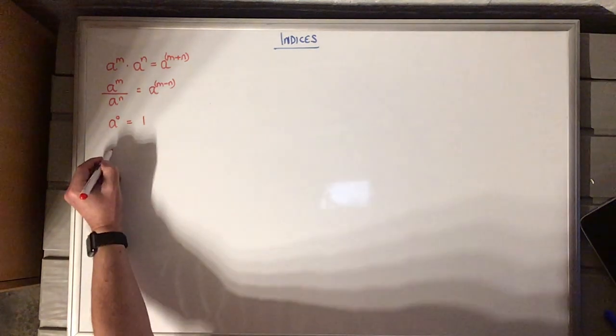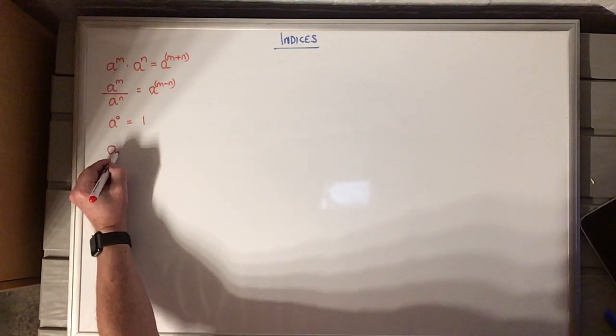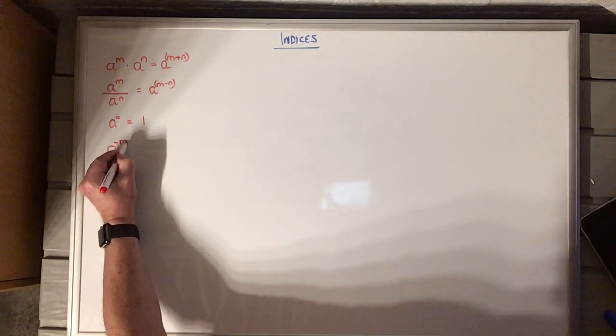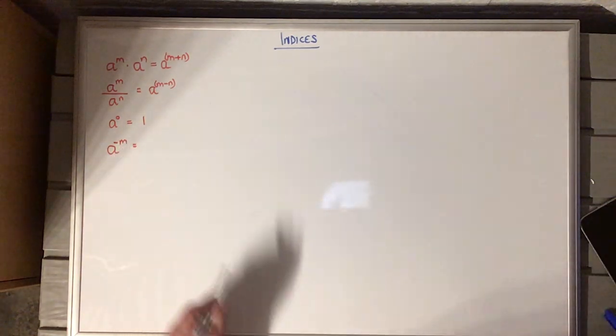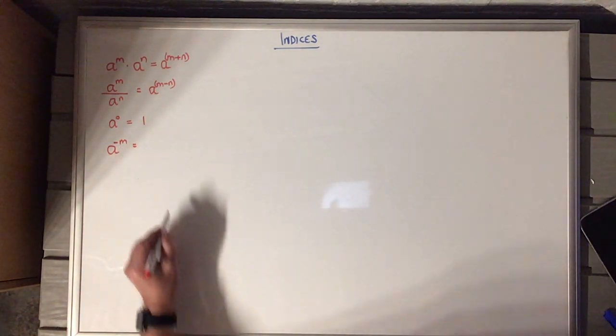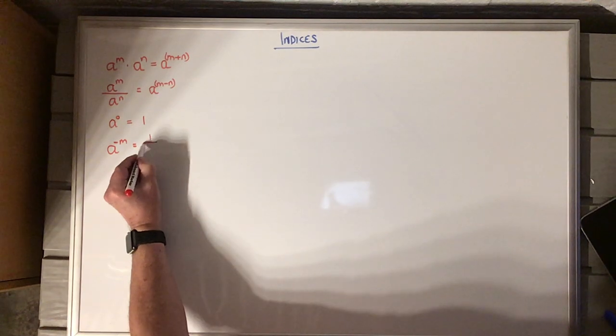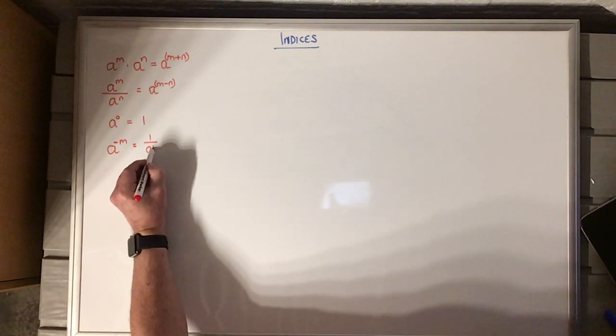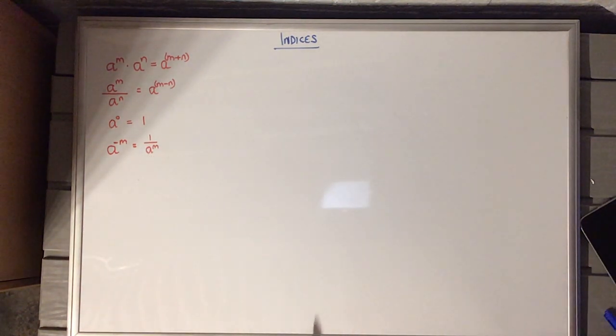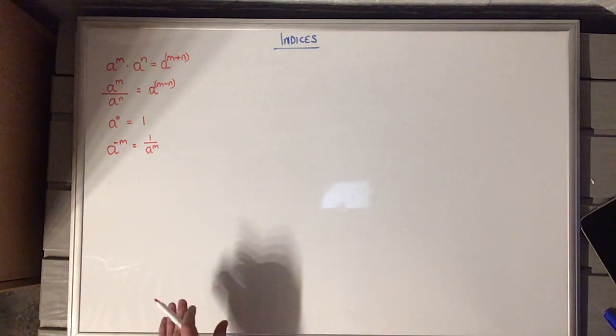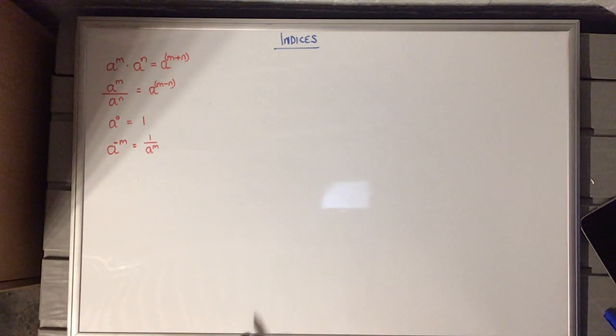Next rule is a to the minus m. Now if you have a negative power, then that means that you're going to have a fraction, and it's 1 over a to the m. And that's quite easy to prove. I'm not going to prove it here, but it's quite easy to prove that. So that's the next rule you have to know.